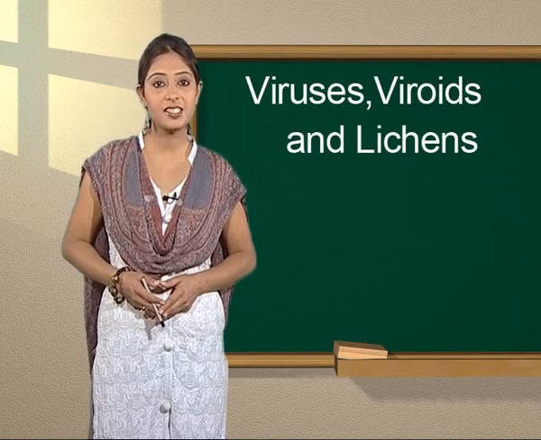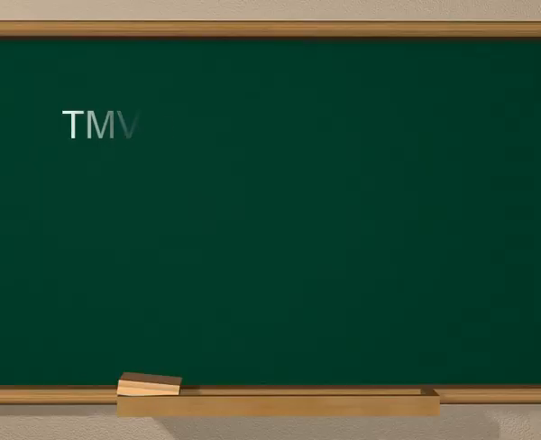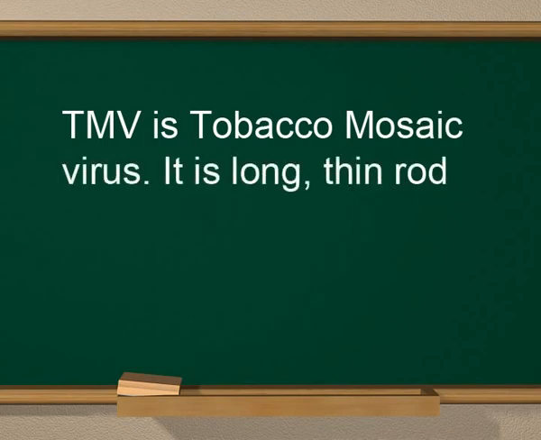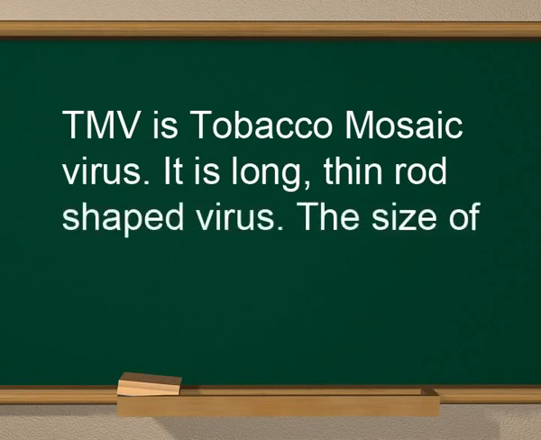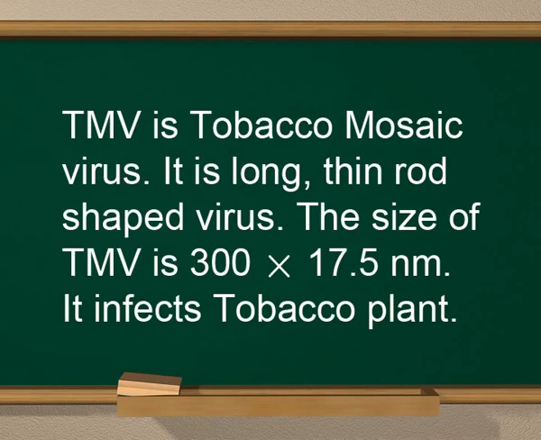The next question is, what is TMV? Answer. TMV is tobacco mosaic virus. It is a long, thin rod-shaped virus. The size of TMV is 300 by 17.5 nanometers. It infects the tobacco plant.